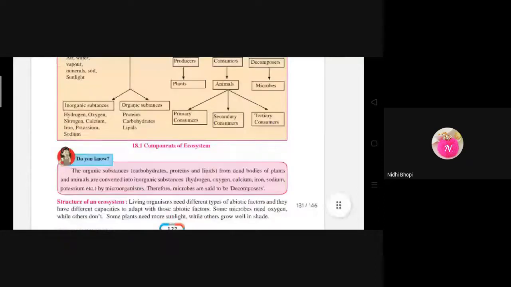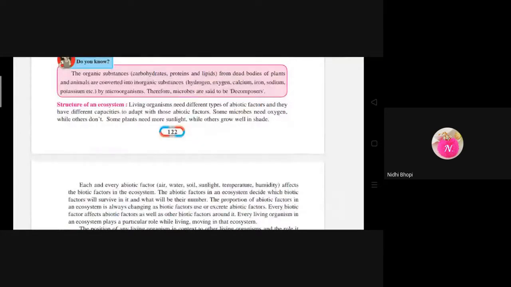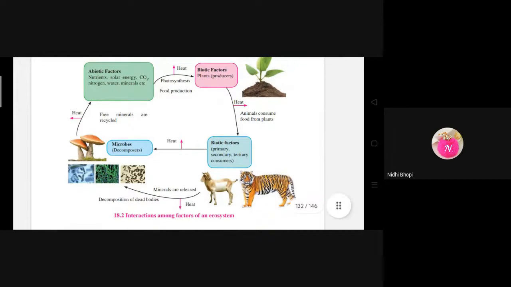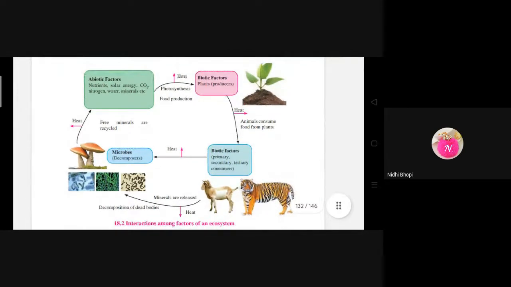Okay, so what is the structure of our ecosystem? See, here the interaction among the factors of an ecosystem is given. Abiotic factors are depended on by the biotic factors, and how the biotic factors die and ultimately undergo decomposition by the decomposers. This figure is showing us that.